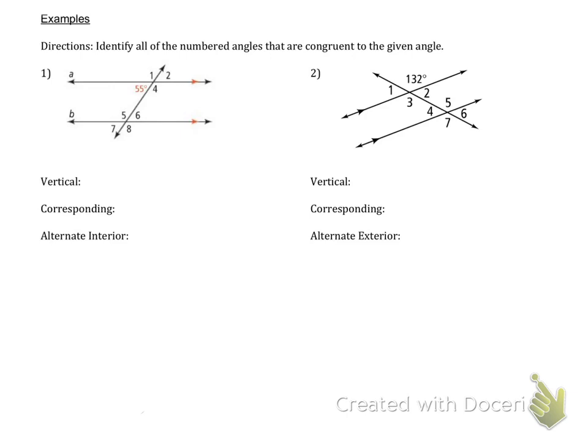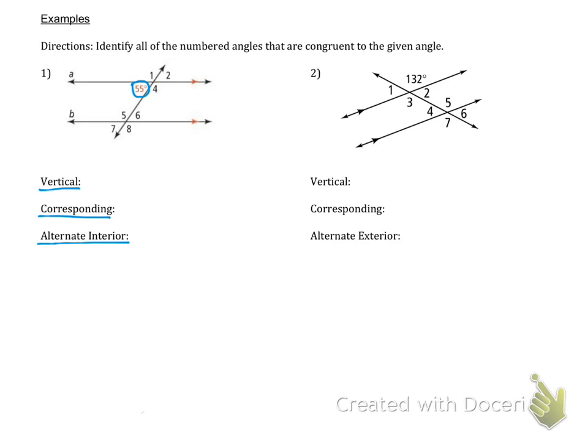Let's take a look at example 1. The directions say, identify all the numbered angles that are congruent to the given angle. So it's telling us that they want us to find a vertical angle, a corresponding angle, and an alternate interior angle given 55 degrees right here.